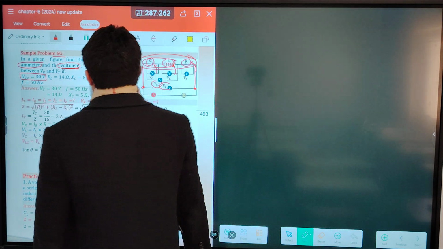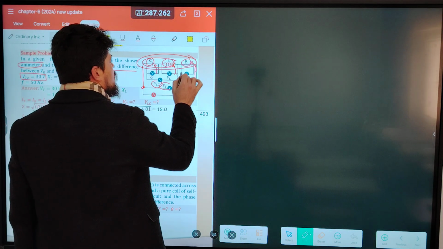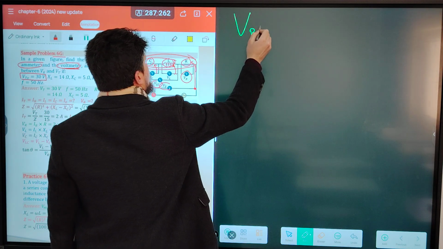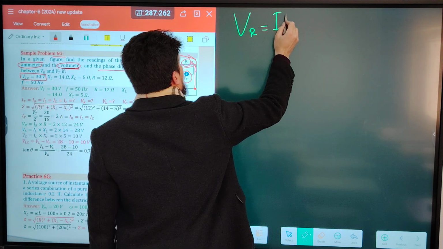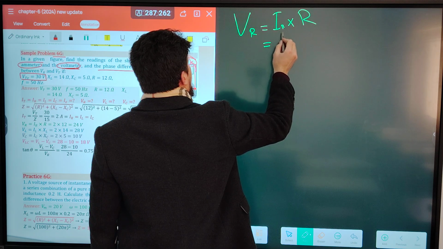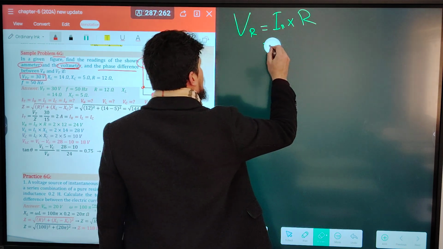The second unknown, the reading of voltmeter. So we have to find one by one. The first one, VR. Reading of ammeter, VR. How can I determine VR? Ohm's law. VR is equal to what? IR times R. Do we have IR here? Is equal to 2 times, look.